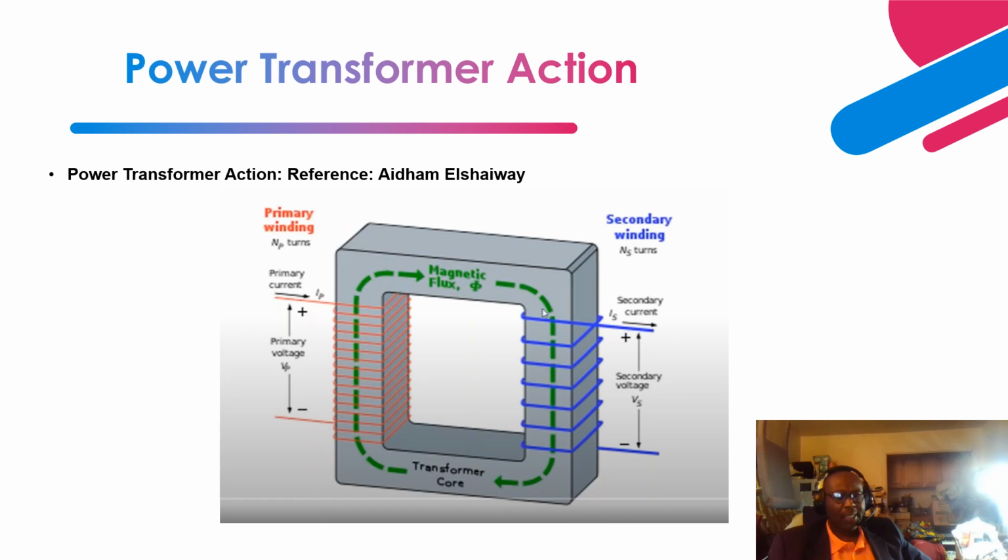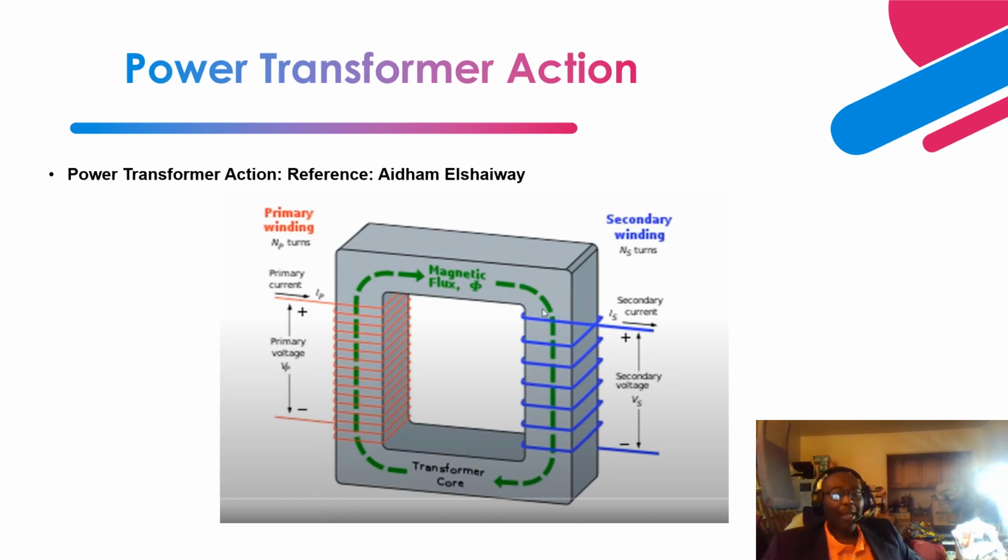Next, it's power transformer action. Okay, so as you can see over here, this is a cutaway or a scheme of a single phase ideal power transformer. So as you can see over here, we have a primary winding out here. The primary winding is equivalent to the high voltage winding of the power transformer. Then on this side is the secondary winding that is equivalent to the low voltage winding of the transformer. This is equivalent to a step up or a step down transformer.